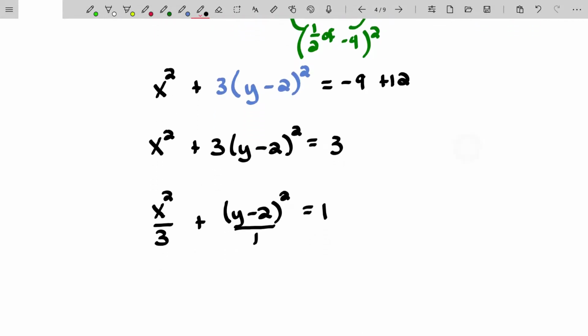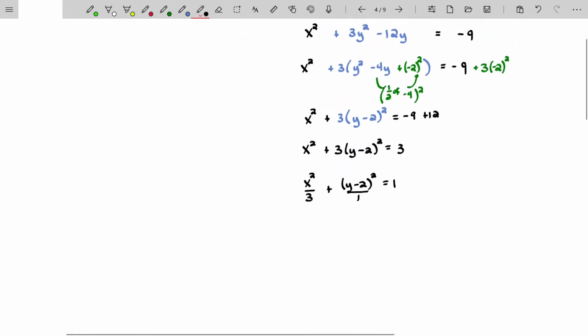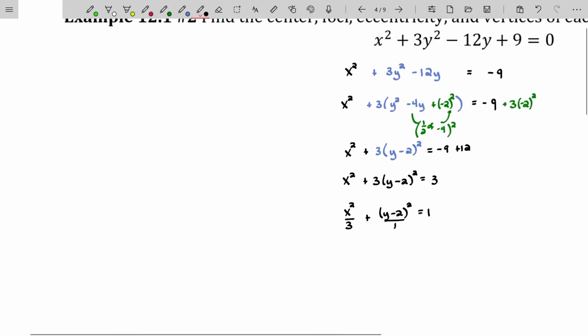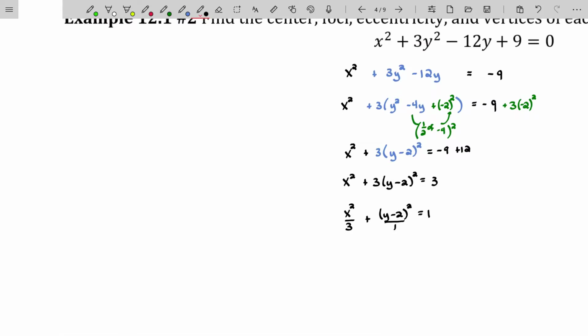And now I can go ahead and start stating all the important details about the graph of this ellipse. I know it's an ellipse because it's a sum of squares, but they don't have the same coefficient. If they had the same coefficient, then I know it's a circle, but this will be an ellipse. The center is going to be at x equals 0, y equals 2. Again, it's x minus 0, y minus 2 in the formula, so the center is at (0, 2).